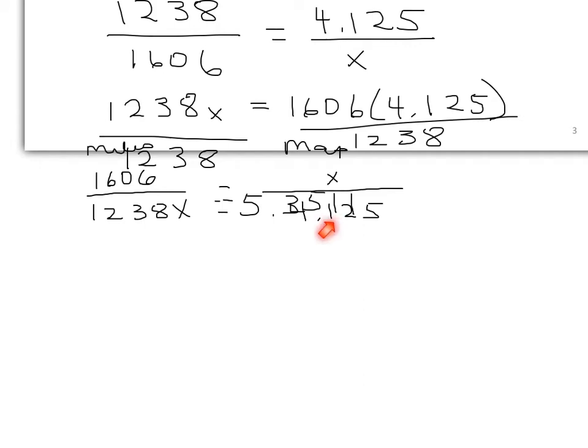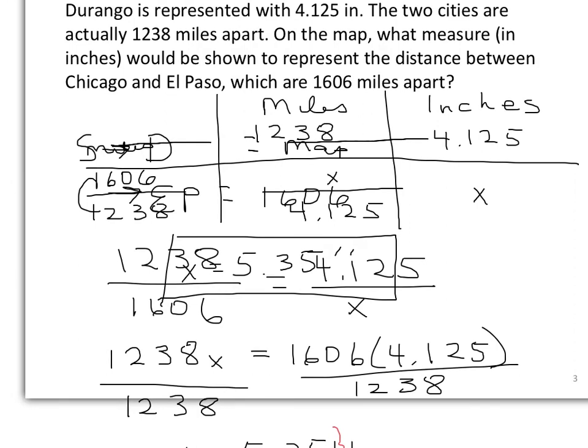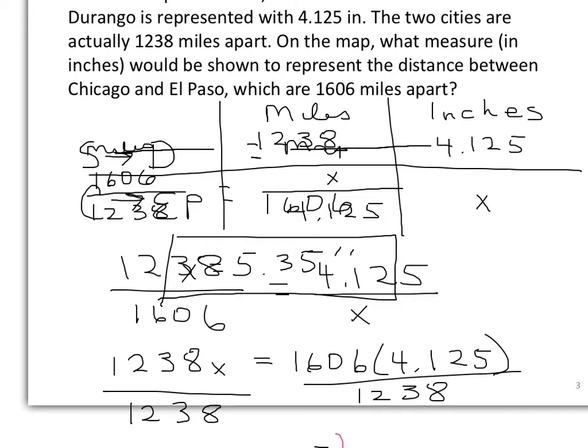So we look at the thousandths place. You can draw a line between the 10,000ths place, and if the digit in the 10,000ths place is less than 5, you don't round. So we're not going to round. We're going to just leave it as 5.35. So 5.35 inches is the solution to the problem, and it represents the distance on a map between Chicago and El Paso.